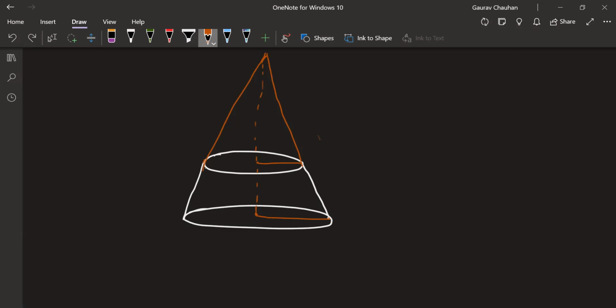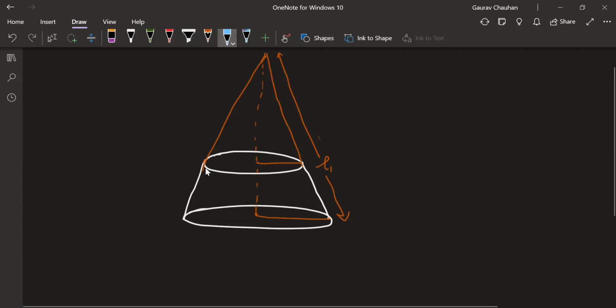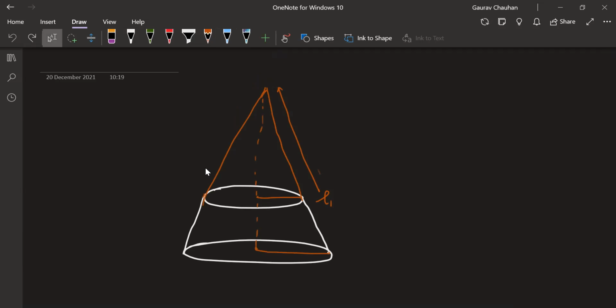Okay, now think about this. If you see carefully in this diagram, let us label it for simplicity. So let's call the full big slant height L1. Is that okay? Instead of L, we are calling it L1. And the smaller cone here, let me draw this. Actually, let me draw it in different colors.